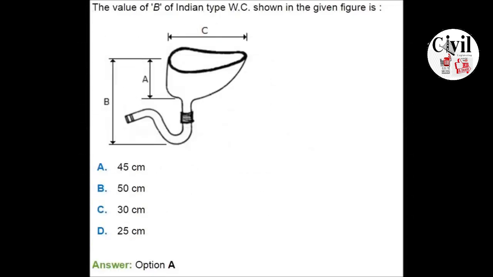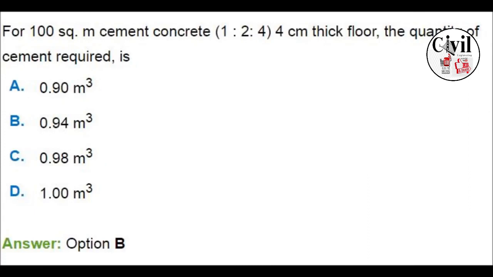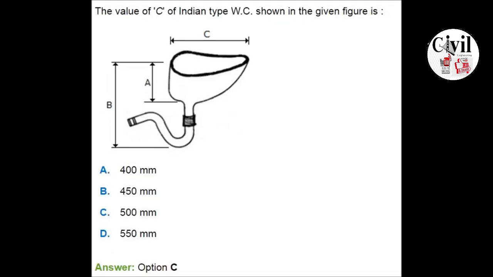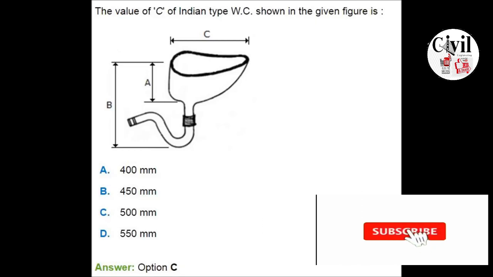The value of B in Indian type WC is 45 centimeter. In this case, it depends on the different shapes of the WC, so it changes with it. For 400 square meter cement concrete thick floor, the quantity of cement required is 0.94 meter cube. This is very easy, as we have already discussed this. So the value of C in Indian type WC is given as 500 mm. C is the correct option in our case.